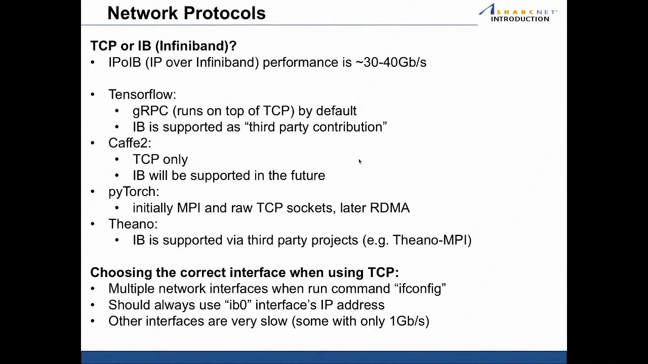Right now, sometimes you don't need that much bandwidth for communication for some models like ResNet or GoogleNet. 30 to 40 gigabits per second is big enough for this type of model. But if you define your own model that needs more bandwidth, then you definitely want to use IB directly, not IP over IB. PyTorch is similar: now they use MPI and TCP sockets, and later they will support RDMA using IB verbs.